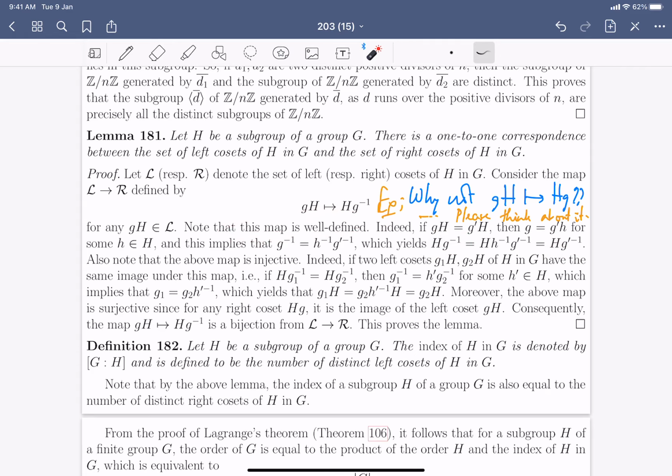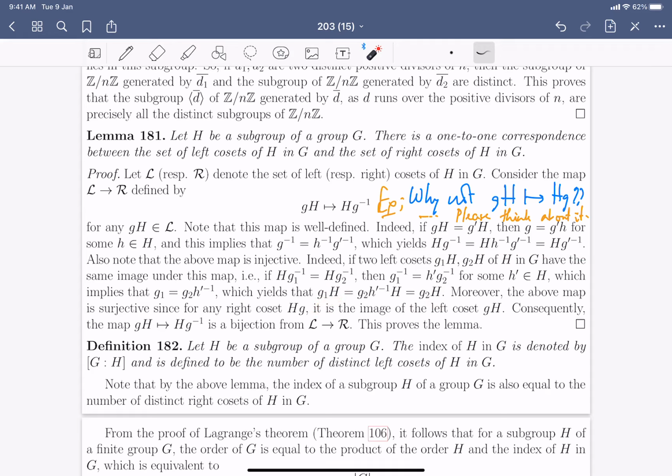Also note that this map is injective. That is not much different from repeating this argument, or a suitable modification of this argument. You start with two left cosets g1H and g2H and assume that their images are the same under this map. So you're assuming that Hg1 inverse is the same as Hg2 inverse. So g1 inverse is h prime times g2 inverse, and then by a similar argument, it follows that the left coset g1H is the same as the left coset g2H.